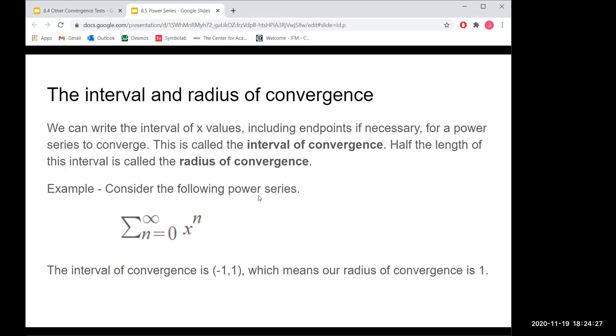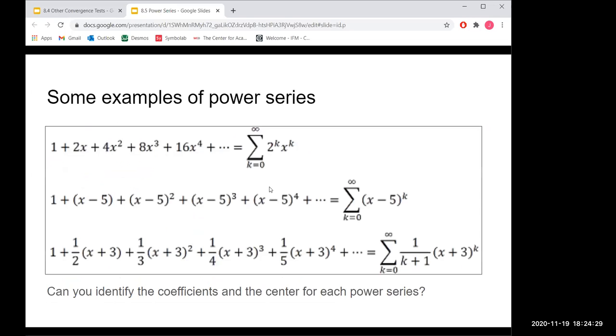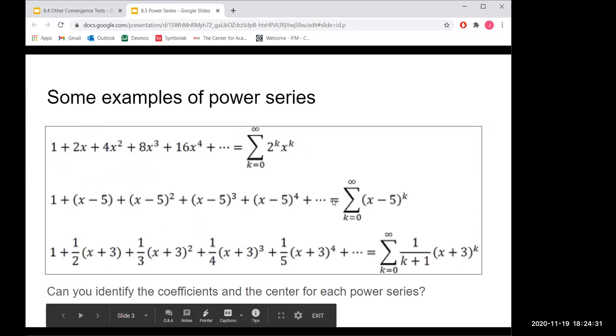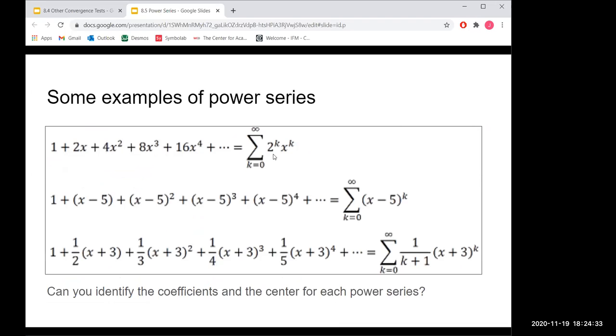But let's go back to the previous examples. All right, let's look at these three examples again. We said what the centers were, right? For the first one, the center was 0. So if I let x equal 0 for the first series, that will give you a convergent series. And if you let x equal 5 for the second series, that will give you a convergent series as well. Likewise, if you let the third series have an x value of -3, that will make it convergent.